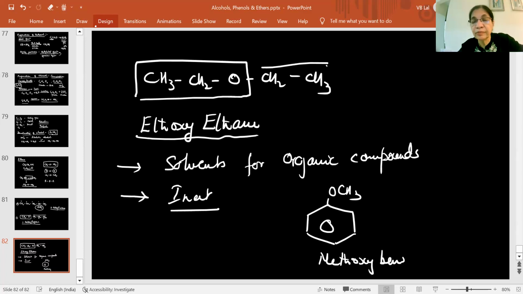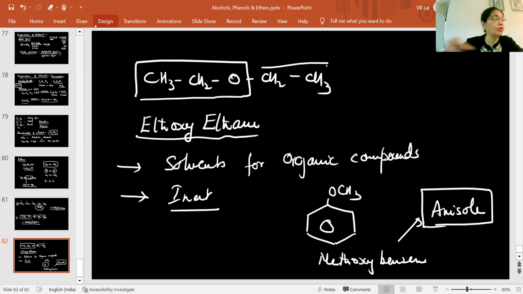Methoxybenzene, right? It is commonly known as anisole. Okay, so these are the few names of ethers which you should know.